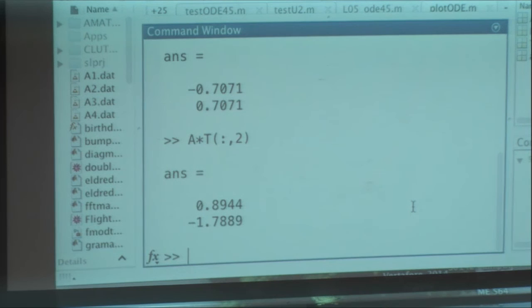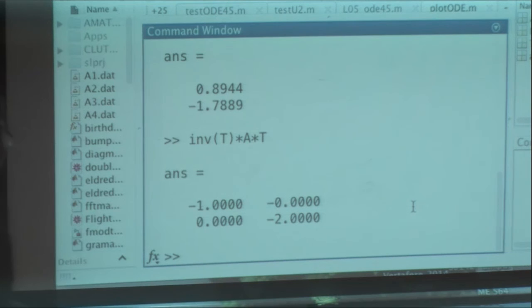Now, what's kind of neat is if I take the inverse of T times A times T, I should get my diagonal matrix back, right? That was D equals inverse of T times A times T. So you really can actually compute with this. You know, in MATLAB, it's pretty simple using the eig command.